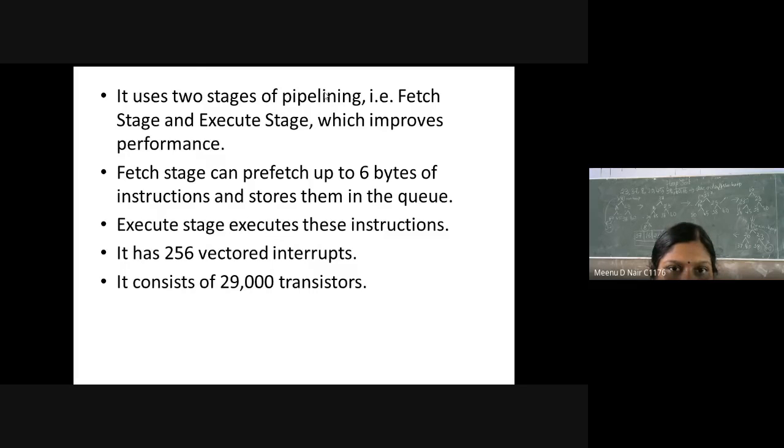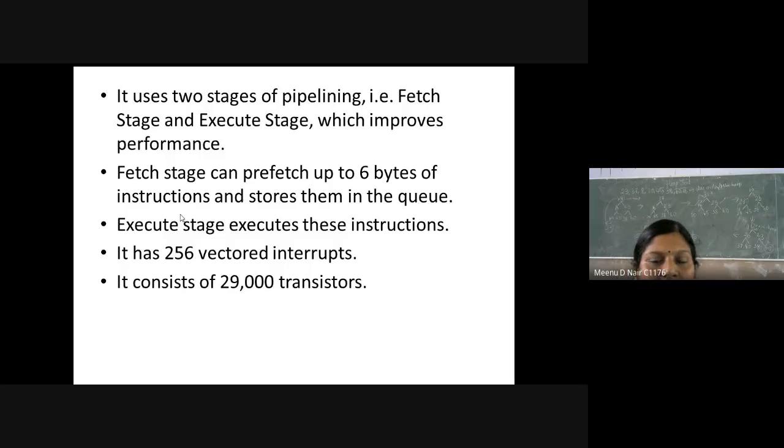Then there are two stages of pipelining. Pipelining and all we will see later. They are the fetch stage and the execute stage, which improve the performance. Fetch means you are getting data from the memory. Because it can hold 6 bytes of data, at a fetch cycle it can take 6 bytes of data at the same time.